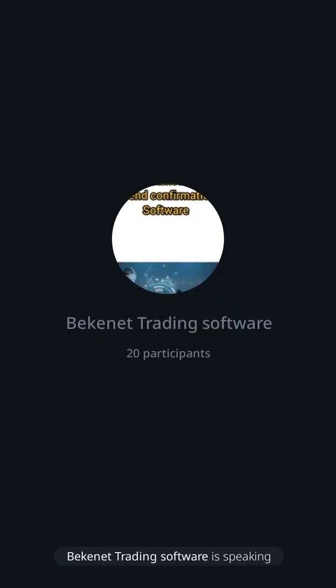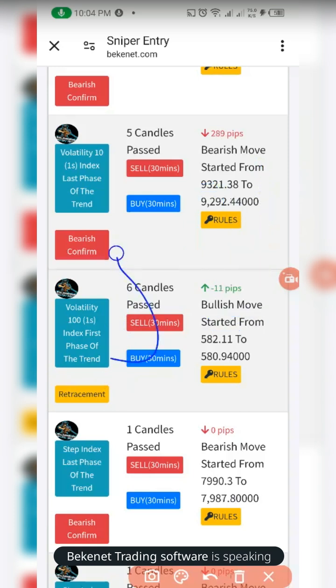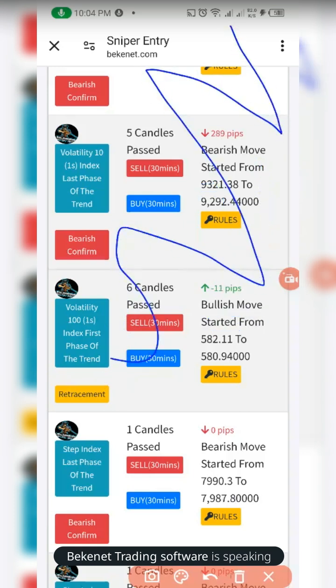I don't know if you're getting it. For it to get a bearish move, that means price is coming down to start a bearish move. If it's currently on a bearish move, for this guy to show a bullish move of a first phase, price is going up. So in a lower time frame, price moves like this, goes up and down, and still respects what the higher time frame is saying.